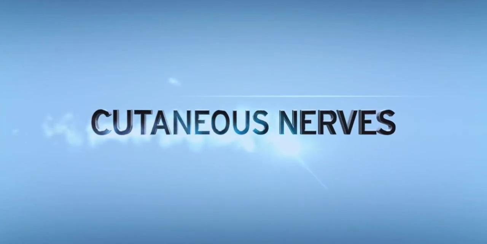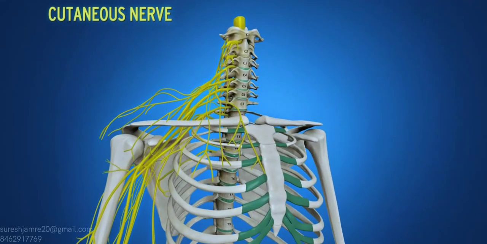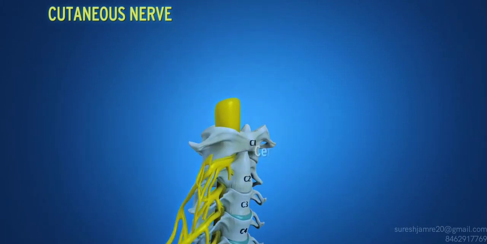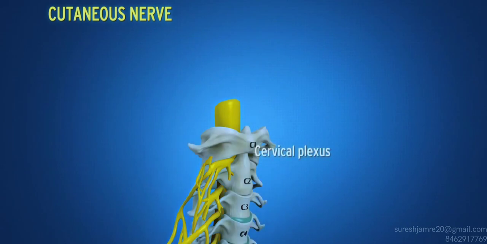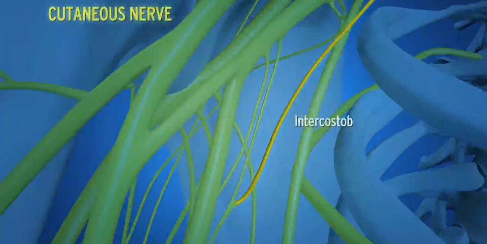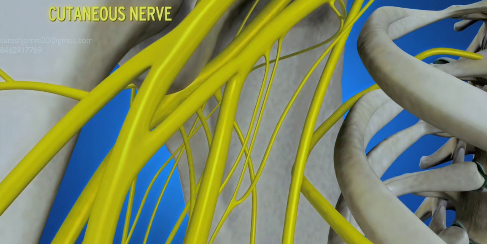Cutaneous nerves. The skin of the upper limb is supplied by 15 sets of the cutaneous nerves. Out of these, one set, that is supraclavicular, is derived from cervical plexus, and second set, that is intercostobrachial, which is derived from the second intercostal nerve.